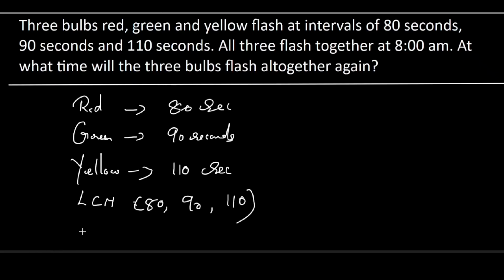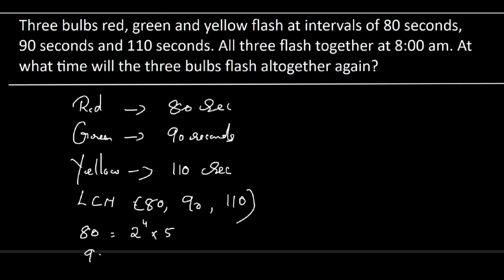Prime factorization. Now, what will be 80? Prime factorization of 80. You know that it is 2 raised to the power 4 into 5. Right, children? 2 raised to the power 4. 2 2s are 4, 4 4s are 16, 16 5s are 80.